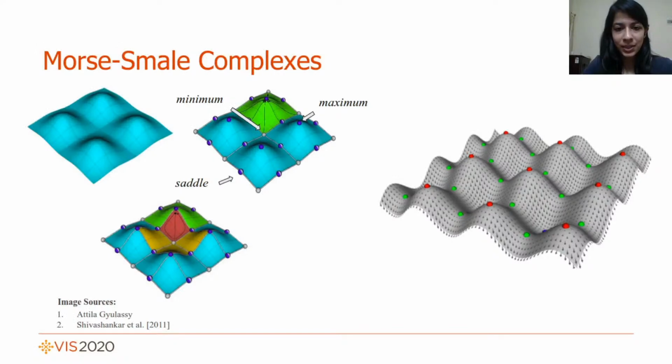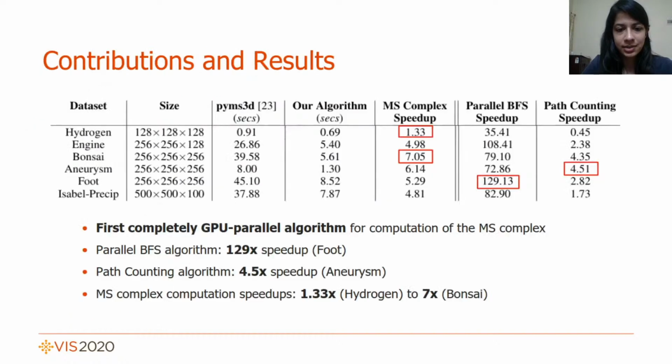A Morse-Smale complex is a topological descriptor that captures the gradient flow of a scalar function. The best-known approaches for its computation incur large runtimes for bigger datasets. We address this gap by introducing the first completely GPU parallel pipeline, which achieves speedups of up to 7x, with our individual algorithms attaining speedups of up to 129x and 4.5x.